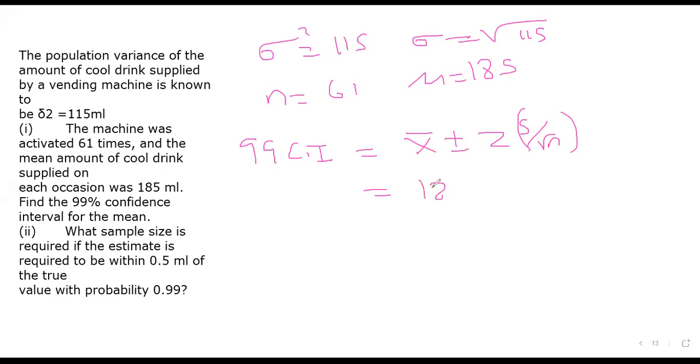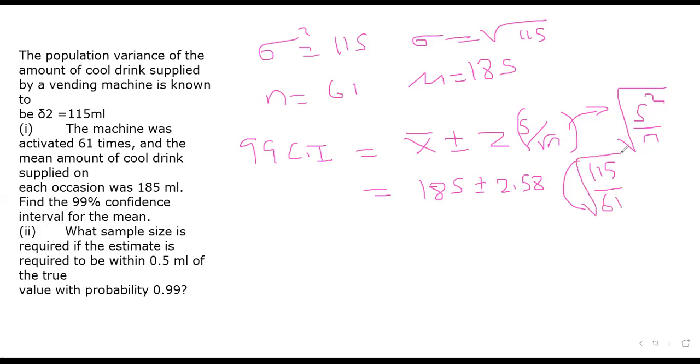Our mean is 185. Our z is what? 2.58. Then if you're given the variance, if you want to be smart, you can take the square root. Instead of square rooting here, this standard error is the same as the variance over n, then square root both of them. It's the same thing. Here, n is what? 61. You can only put the square root over the whole thing if this is the variance. But if you want to do it the other way, square root it first and put it there. It's a shortcut.